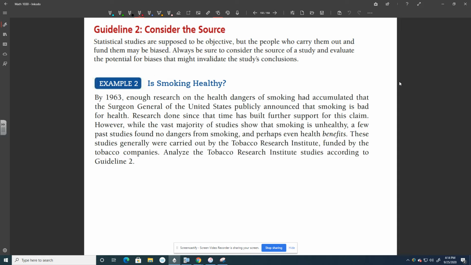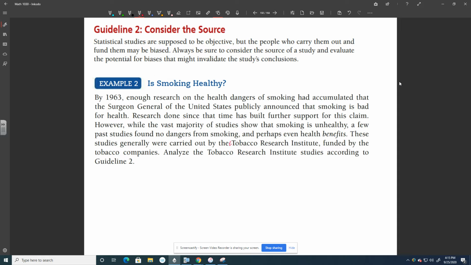However, even though most of the studies are saying this, there are a few that say that there's no dangers from smoking and that there's actually even good things, there's health benefits for smoking. When you look at these studies that are done, here's kind of the key to keep in mind.